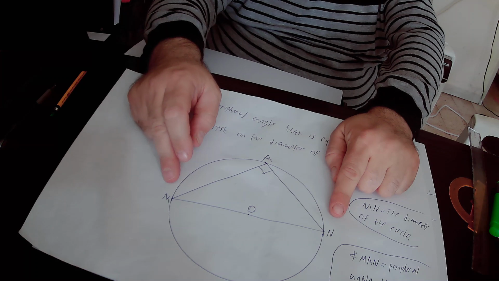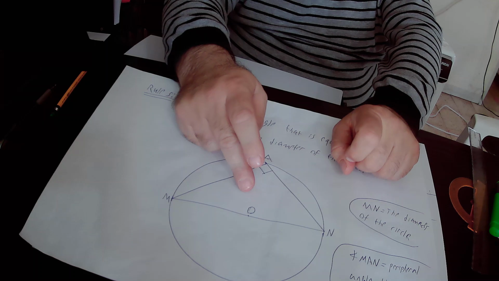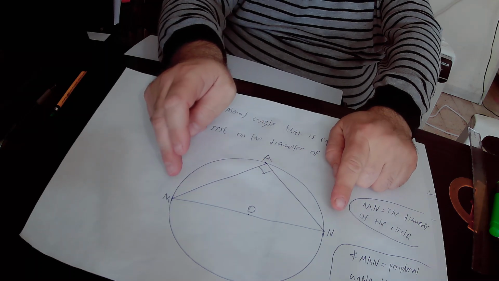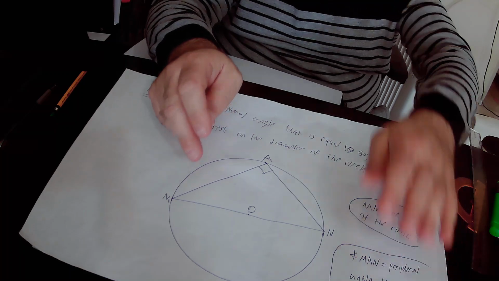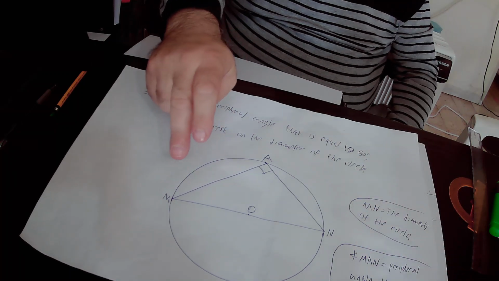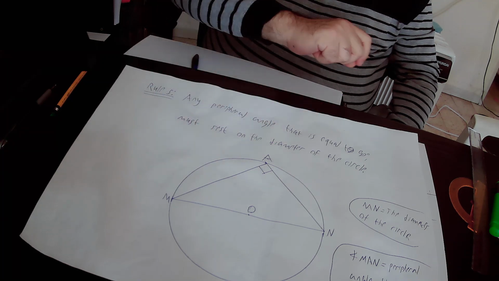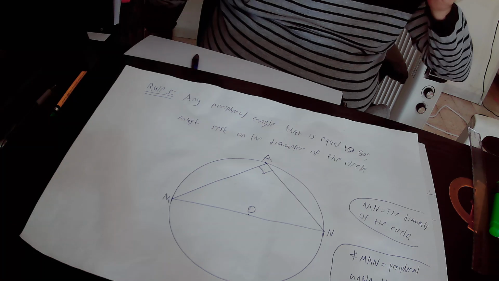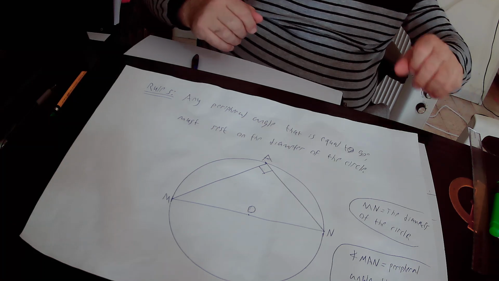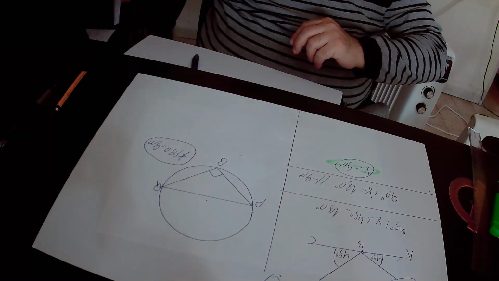Why? Because chord MN passes through point O, that is the center of the circle. Therefore, MN is the diameter of the circle. So in conclusion, we can say that because peripheral angle MAN equals 90 degrees, it rests on the diameter of the circle. Or any peripheral angle that is equal to 90 degrees rests on the diameter of the circle. So we can implement rule number 5 in our drawing.